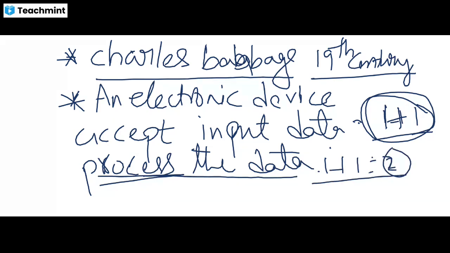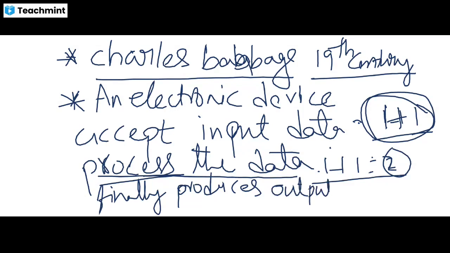Process the data and finally produces or generates output in a required format. Output information in a required format. Whatever the answer is required, we will be getting here. This one we call it as output. Input means we are giving the input data through keyboard or any input device, and then it undergoes the processing in CPU, central processing unit, and finally it produces the output in a required format.